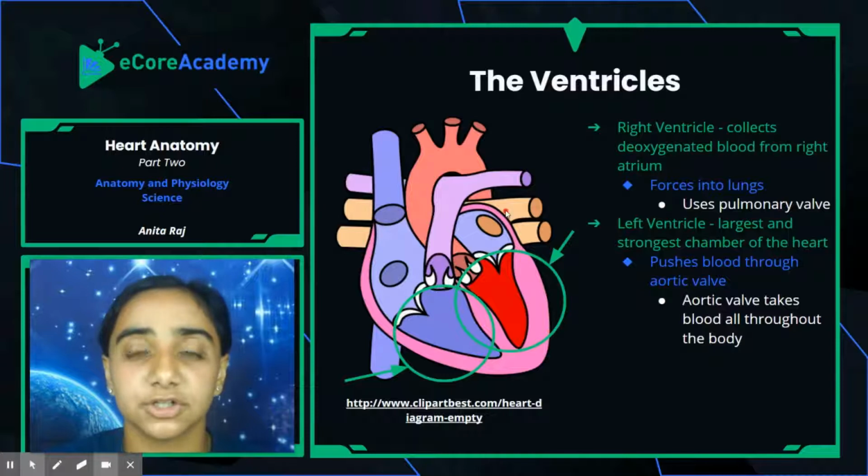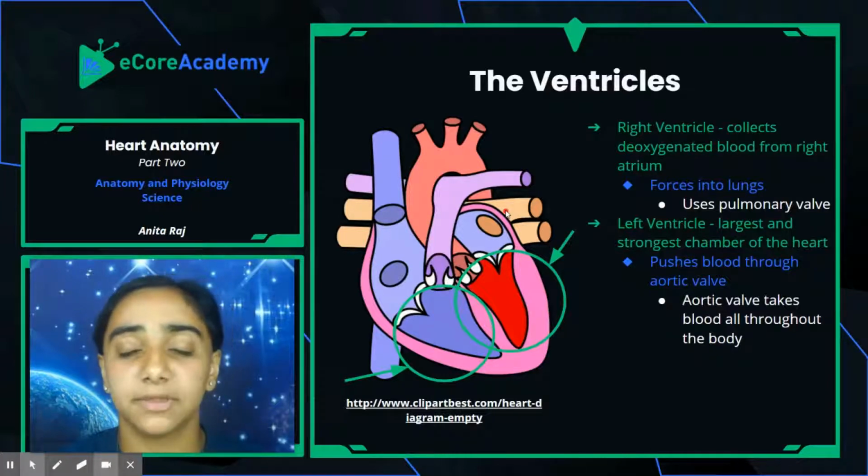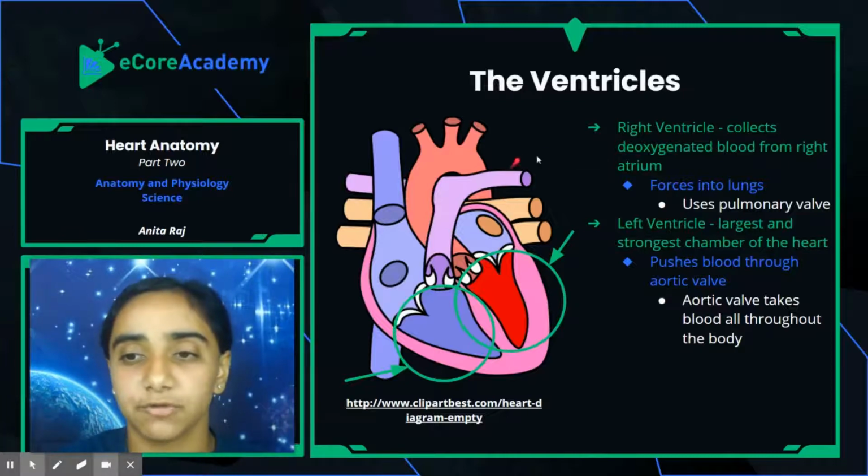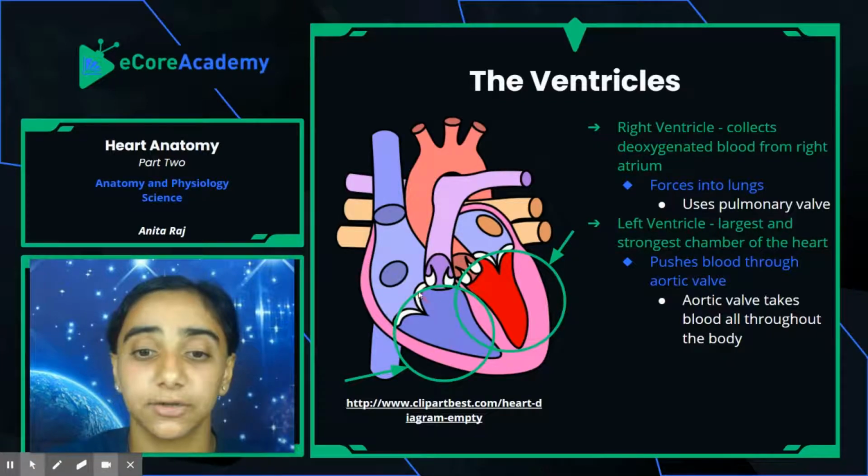Okay, let's look at the ventricles because I've been talking about the atria, but the atria work in tandem with the ventricles. The ventricles, there are two of them in your heart, and they're also two major chambers or cavities of the heart. Let's look at your right ventricle first. Your right ventricle is right down here where my cursor is. It's located right underneath your right atrium. It collects deoxygenated blood from the right atrium, like I told you.